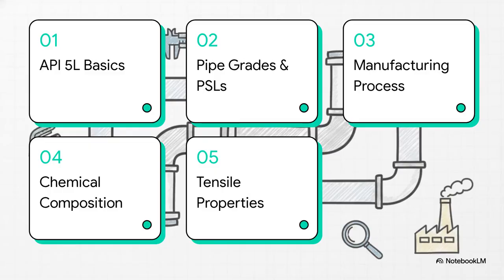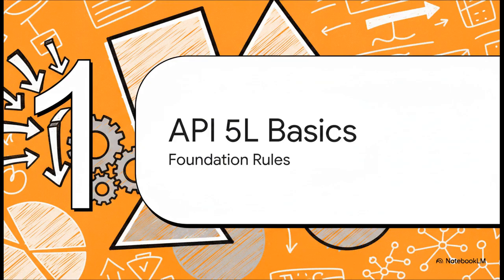We have 5 clear chapters on the docket today: understanding API 5L basics, pipe grades and PSLs, the manufacturing process, chemical composition limits, and finally, tensile properties and strength. Chapter 1. Understanding API 5L Basics.